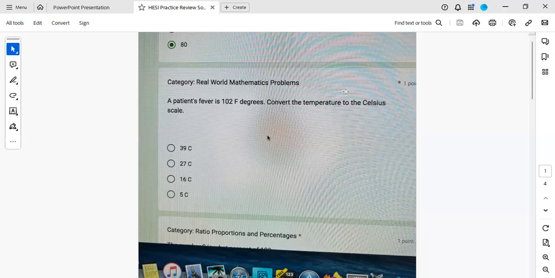This is for the math section of the HESI. We have a temperature question. It says a patient's fever is 102 degrees Fahrenheit. Convert the temperature to the Celsius scale. So we just need to get a formula to do this problem.